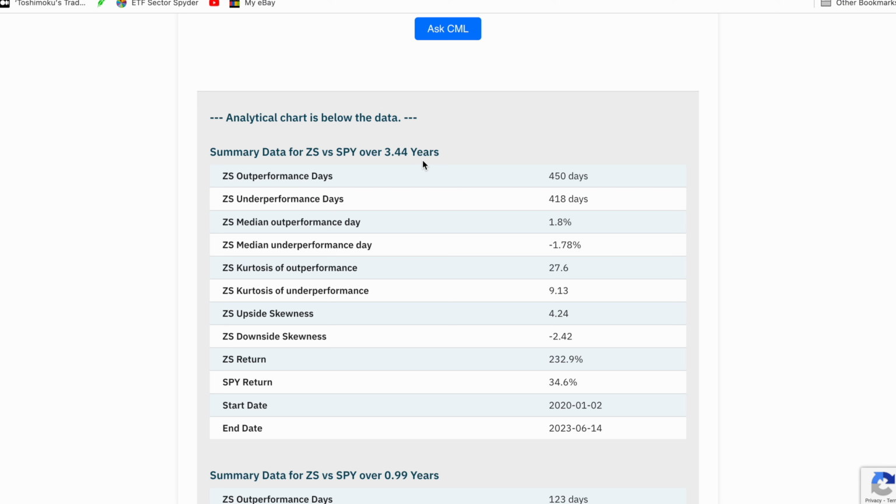Over the last 3.5 years we have a kurtosis outperformance of 27, and then we have an underperformance of 9. So that's pretty good. And then the upside skewness is almost double the downside skewness. And you can see the return has been a lot over the last couple of years, so that makes sense.